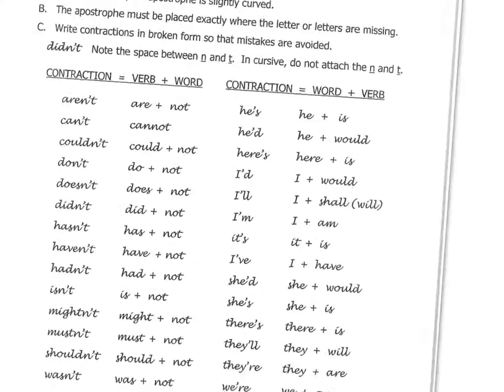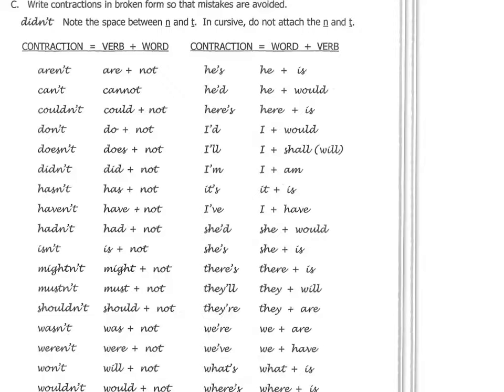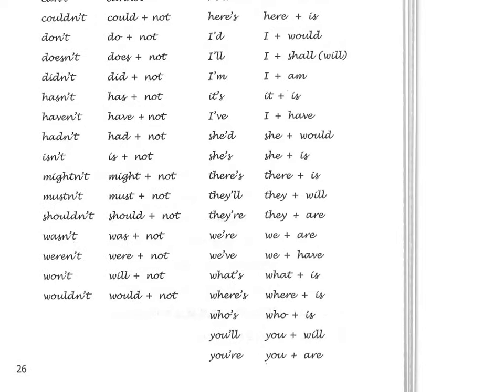Let's review the list again. Aren't, can't, couldn't, don't, doesn't, didn't, hasn't, haven't, hadn't, isn't, mightn't, mustn't, shouldn't, wasn't, weren't. Do these all end with not? Shouldn't, wasn't, weren't, won't, wouldn't. Let's write them down. Don't forget your apostrophe.